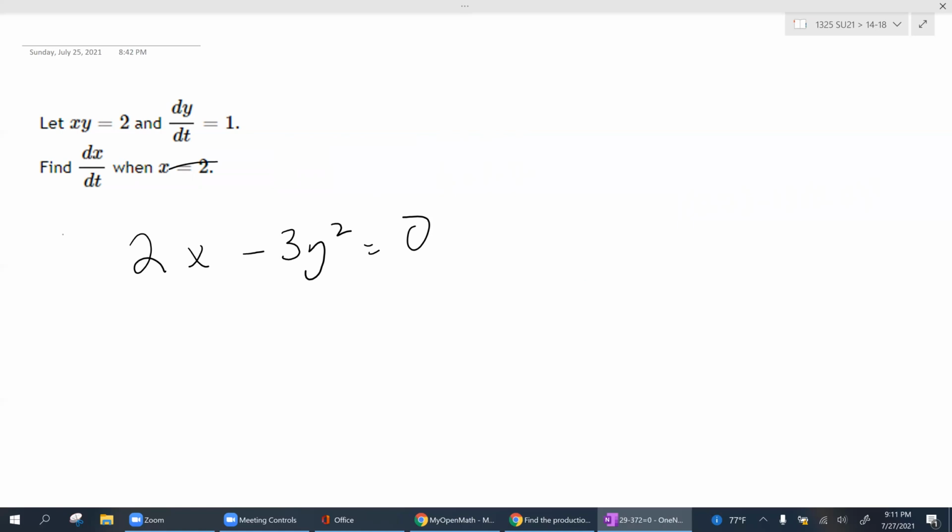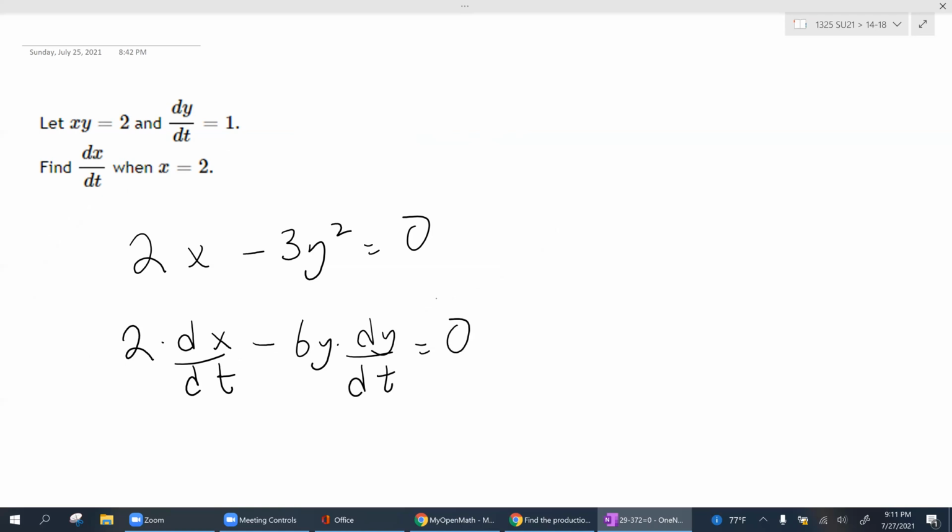So here, in this pre-example, the derivative of 2x is 2, but I'm going to multiply it with dx over dt. Then I'm going to take the derivative of y, which is negative 6y times dy over dt. That equals 0. I'm going to go ahead and apply that here.